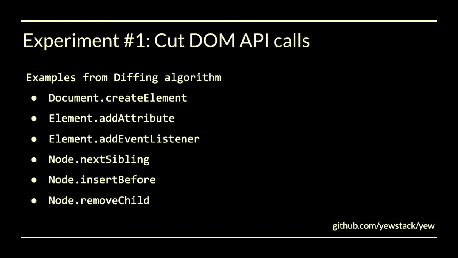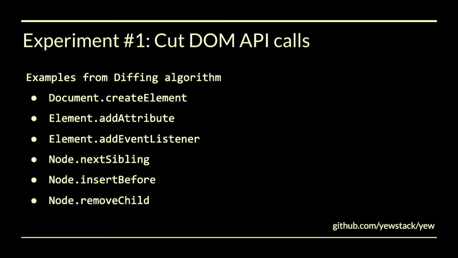So first, the first experiment is very much what this gentleman was saying. Probably there's a lot of overhead, so maybe we don't have control over that overhead, but we can minimize the number of times we jump across from WebAssembly to JavaScript to call these APIs. So if we can cut down the number of DOM API calls, maybe it'll be faster.